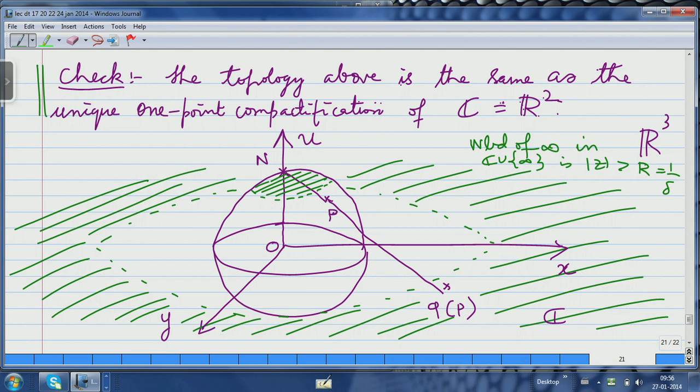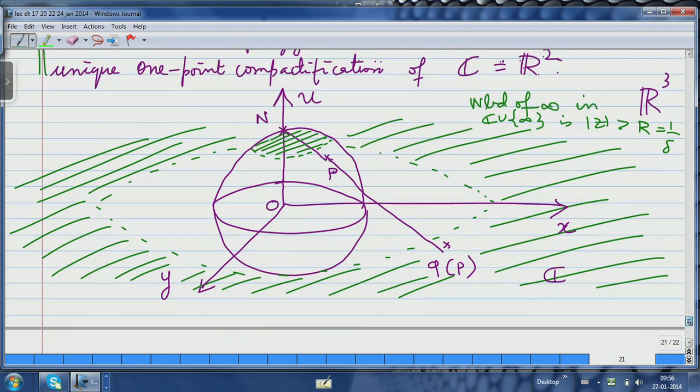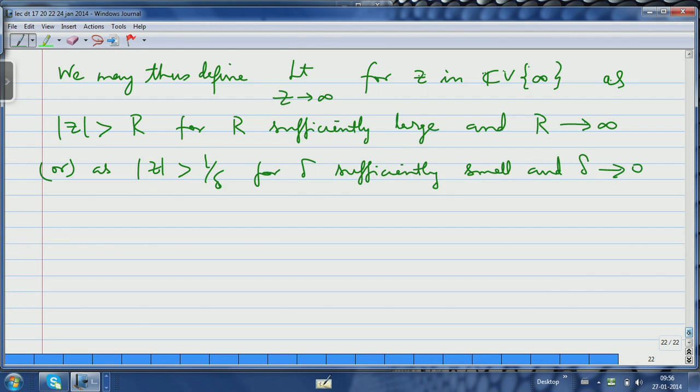So that's what I forgot, so I just wanted to go back to it. Now let's come back to this business of defining a limit as z tends to infinity. Now that you have this, you can, for example, take the limit of a function as z tends to infinity, okay?